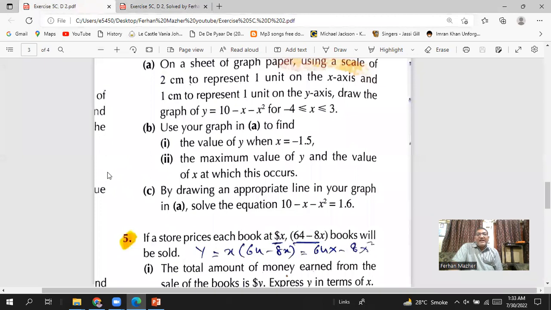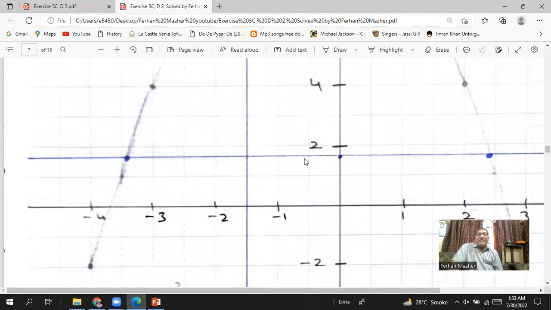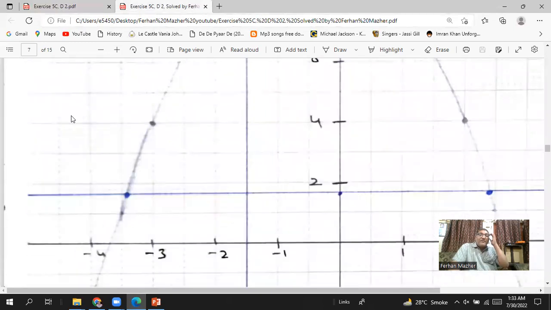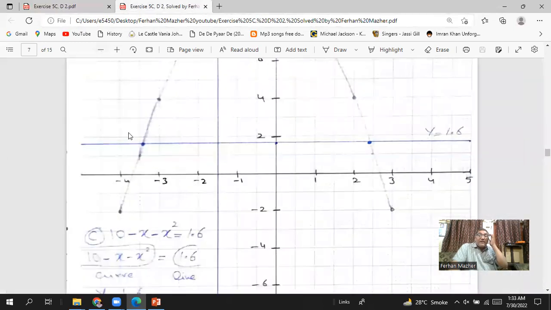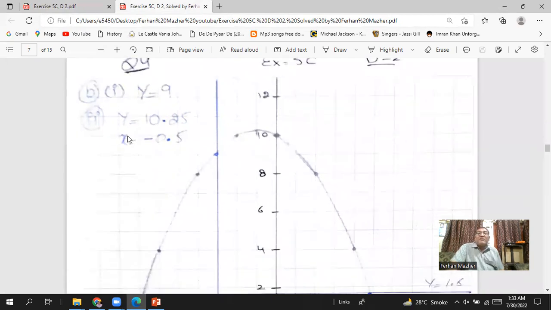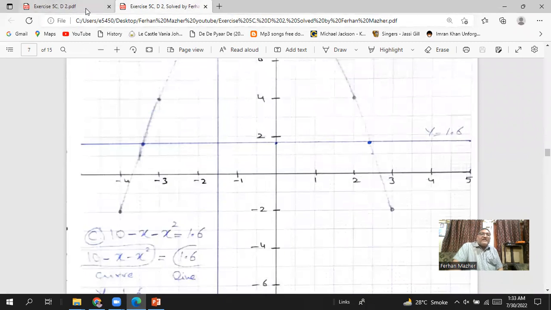Okay, the next thing they are asking is the maximum value of y and the value of x at which this occurs. So the maximum value is here, and that value is 10.25. And what is the value of x here? It is, I think, -0.5. So the maximum value of y will be 10.25, and this happened when the value of x is -0.5. Okay, so this is how you do this.